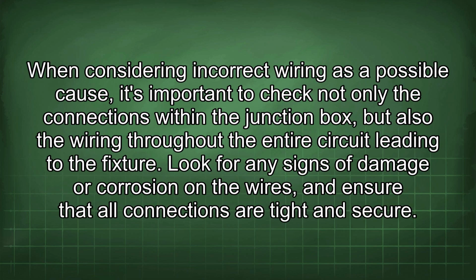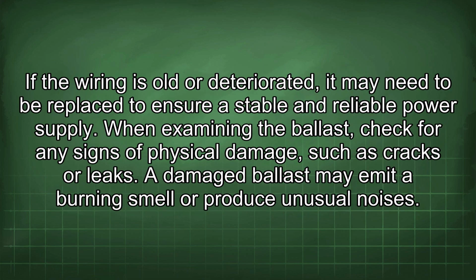When considering incorrect wiring as a possible cause, it's important to check not only the connections within the junction box, but also the wiring throughout the entire circuit leading to the fixture. Look for any signs of damage or corrosion on the wires, and ensure that all connections are tight and secure. If the wiring is old or deteriorated, it may need to be replaced to ensure a stable and reliable power supply.